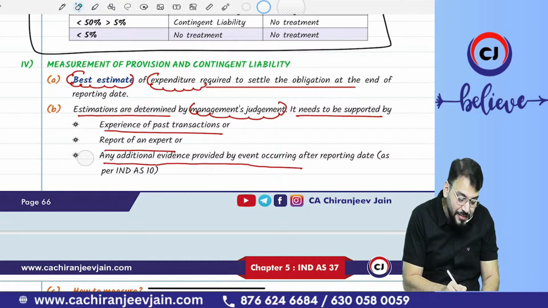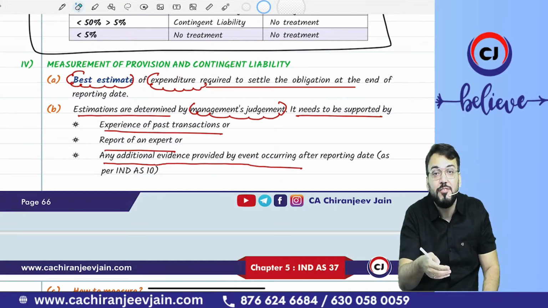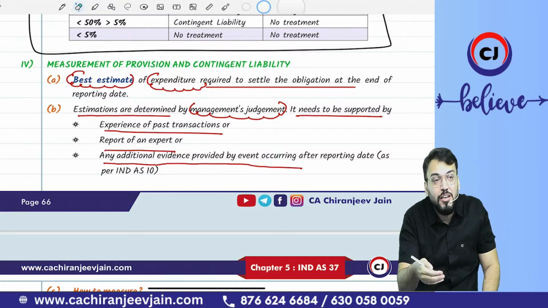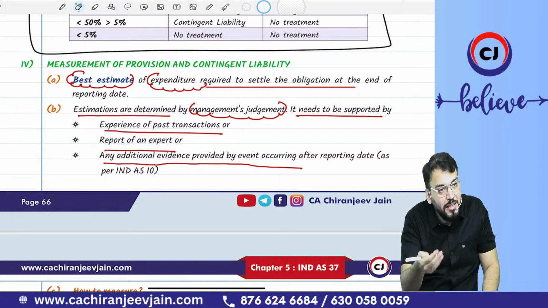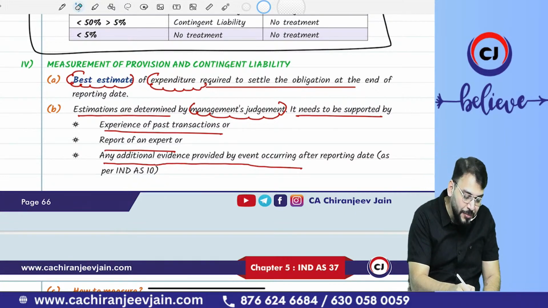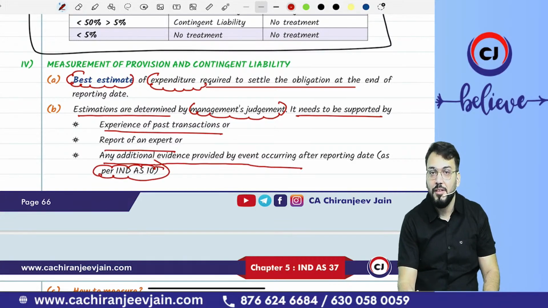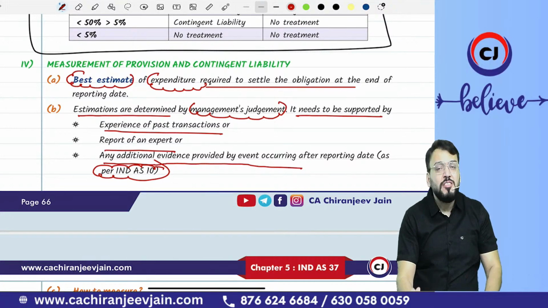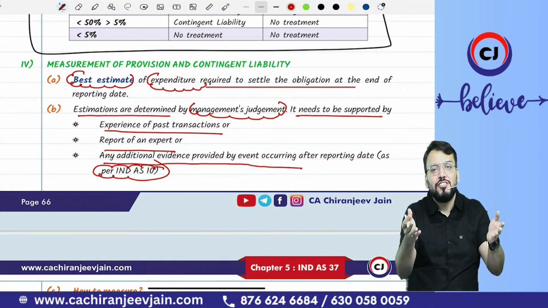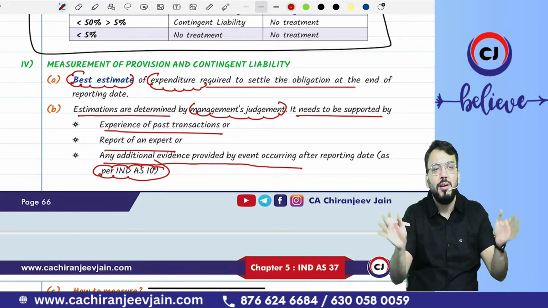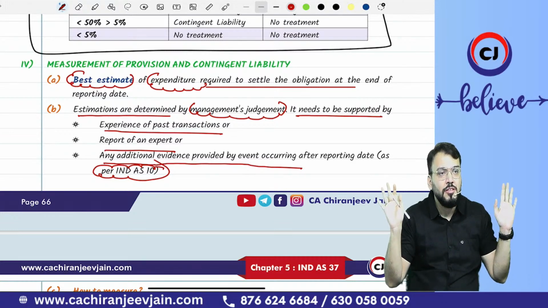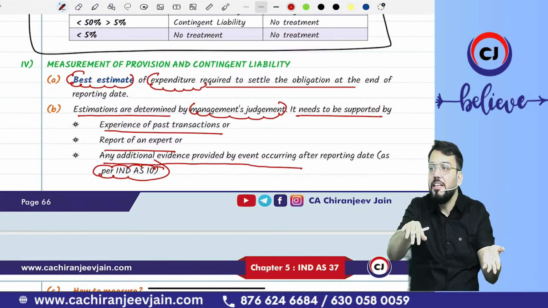What do you mean by this? Any additional evidence provided by event occurring after reporting date, correct? So this point number C will be done in which Ind AS? Ind AS 10, coming soon in your life, correct? From the examination point of view, that estimation will be given. Because we are not the person to estimate the figure now.